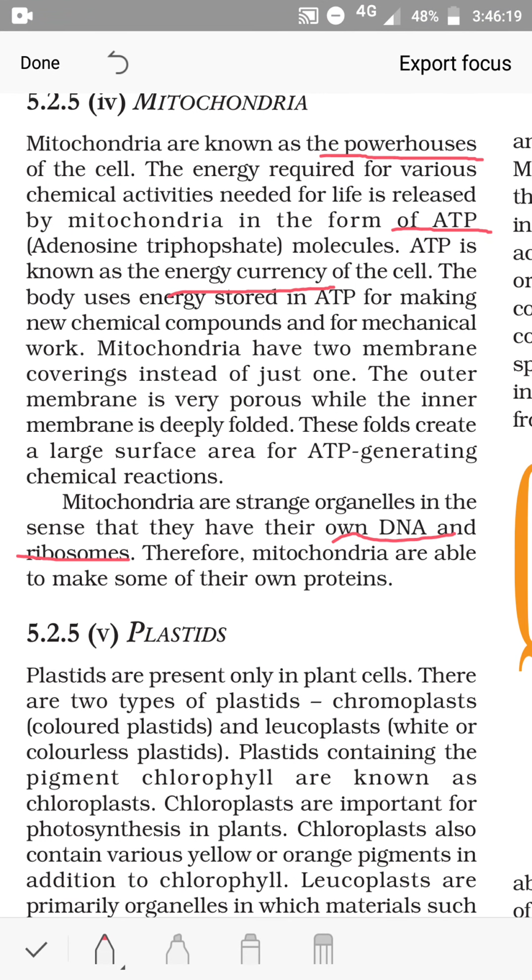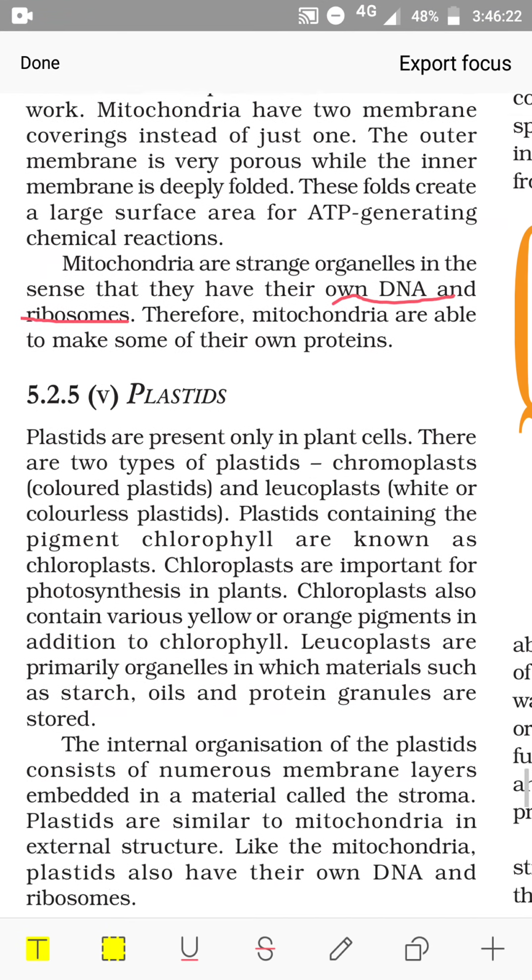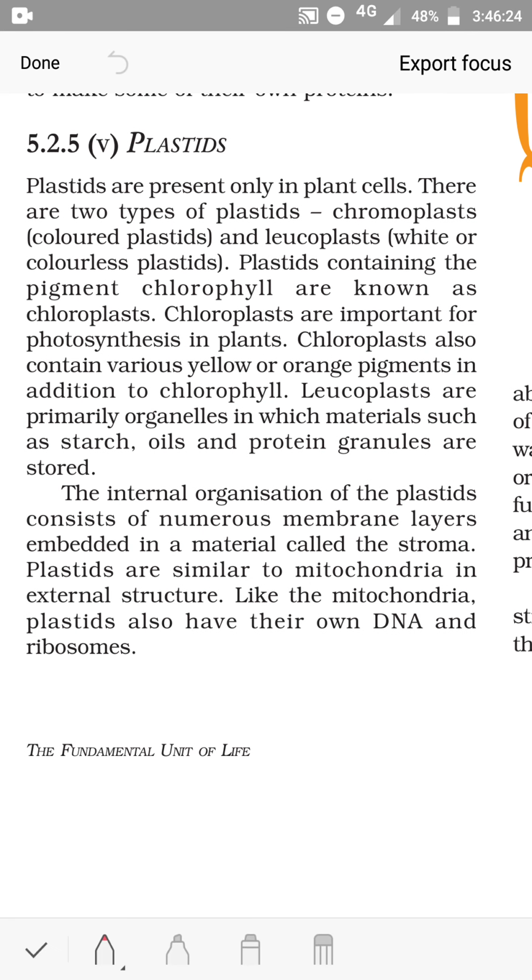Now the next cell organelle which we are going to discuss is plastids. Plastids are present only in plant cells. There are two types of plastids, chromoplasts, which are colored, and leucoplasts, which are white or colorless. Plastids containing the pigment chlorophyll are known as chloroplasts. If they contain the green pigment chlorophyll, which helps the plant prepare food, these plastids are called chloroplasts. Chloroplasts are important for photosynthesis in plants.